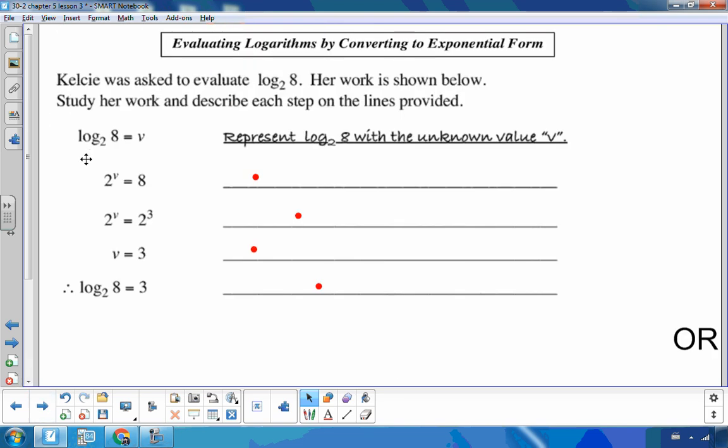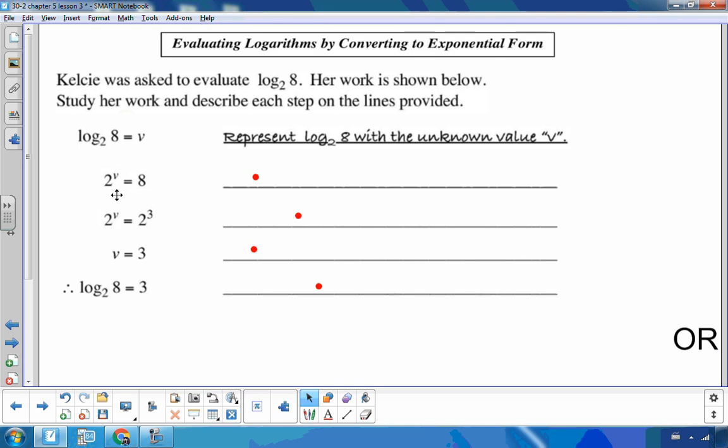So, for example, we have this detailed solution. We're just going to go through it together. We want to evaluate what log base 2 of 8 is without using technology. Since we don't know what it's equal to, we're going to make it equal to a variable. You could choose any variable at all. Kelsey did this question. She chose the variable v. So log base 2 of 8, we don't know what it is, so we're going to make it equal to v.